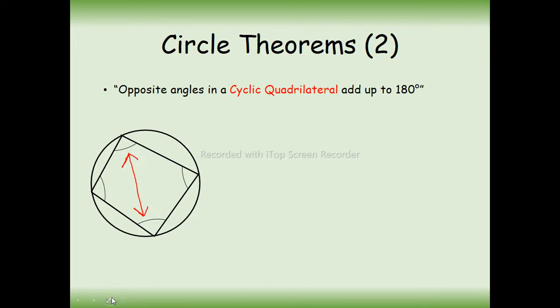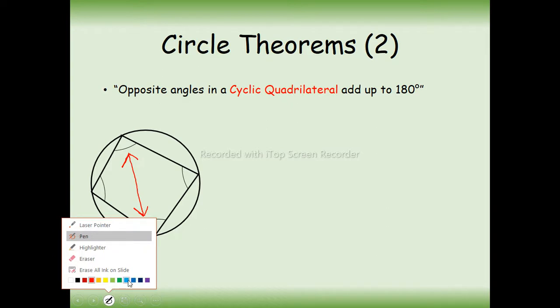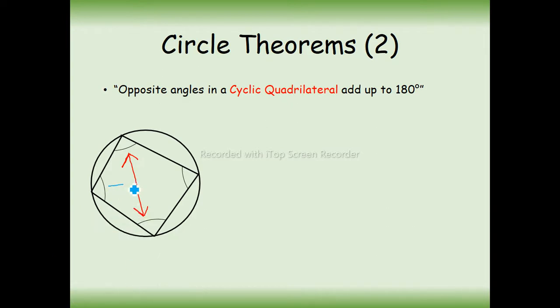What about the next ones? Yes, these two would also be opposite. So these are opposite, so it has to be a cyclic quadrilateral. That means it has to be a quadrilateral inside a circle. And if we have these angles in here, if we add them up, they have to equal 180 degrees.